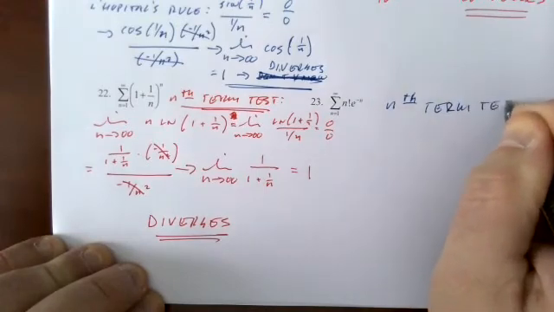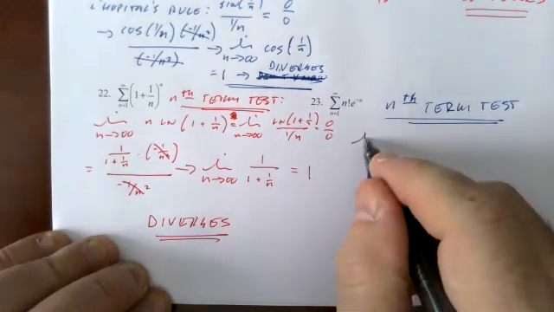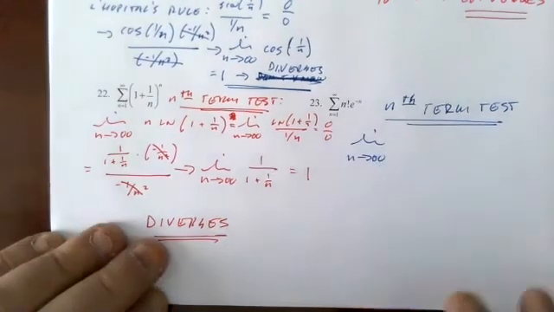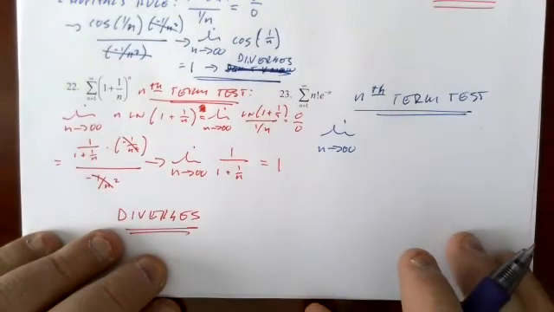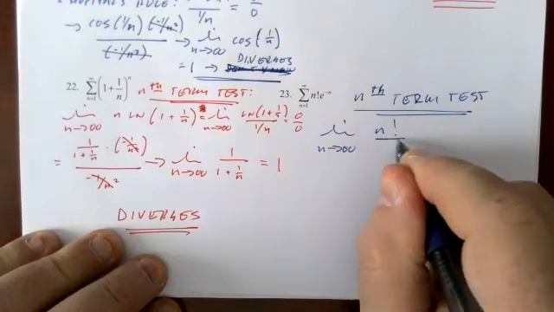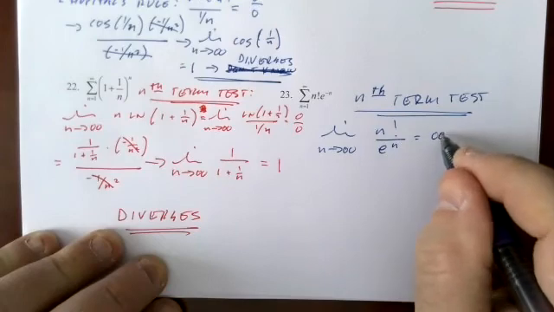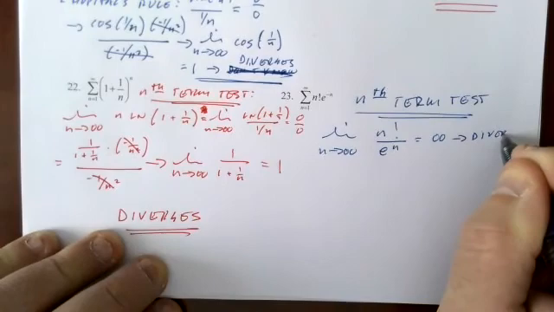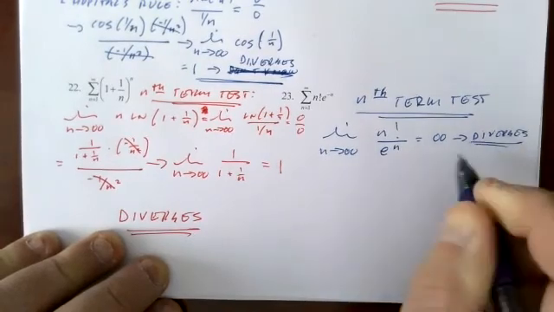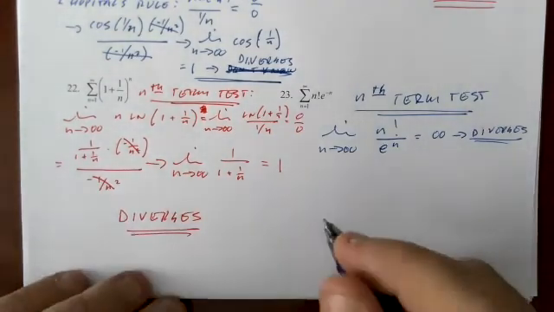Nth term test for this one. Sorry, my hands are starting to cramp up. So limit as n goes to infinity, n factorial over e to the n is infinity, which means it diverges. You might say it's infinity over infinity. I happen to know that the factorial goes faster. Prove it. All right, fine.